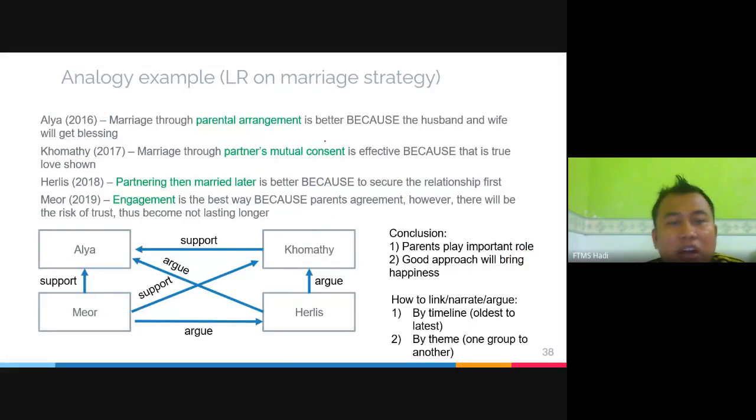Okay. So I hope that you can understand. This is like storytelling. Yeah, they arrange the story by year, and then also the debate between these four people. Okay, I hope that you can understand that.